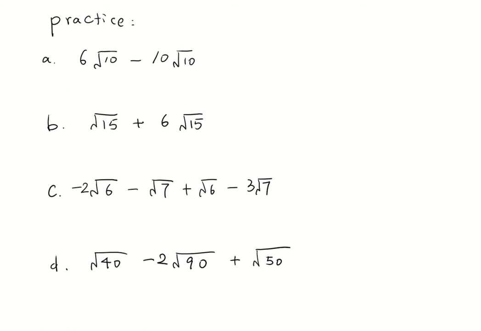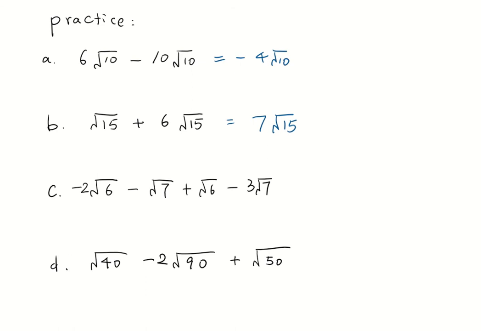Now pause the video and work on these 4 problems by yourself. If you're done, press play and check your answer. Okay, here are the answers. A, the answer is negative 4 square root of 10. B, 7 square root of 15.